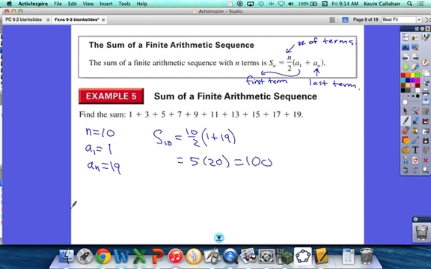I mean, if you recognize the pattern here, right? When you're trying to add up the terms in an arithmetic sequence, what would you get if you added the first term plus the last term? 1 plus 19 would be 20. If you added the second term plus the second to the last term, 3 plus 17, 20, right? The third term plus the third to the last, 20. The fourth term plus fourth to the last, 20, right? Essentially, we're going to get 20 5 times. That's what we got.